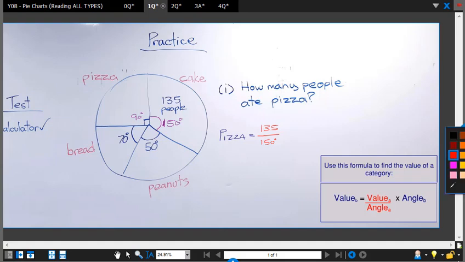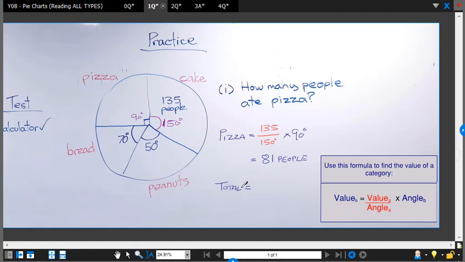And we're going to multiply that by the angle that we're looking for. Well, the angle for pizza is 90, so we're going to multiply it by 90 degrees, and that'll give you your answer. So 135 divided by 150 is 0.9, and then that times 90 is 81 people. So 81 people. Okay? If you want to find the total, you can pause the video and try it yourself and then see if you get the right answer. So just pause the video now and come back after you've tried it.